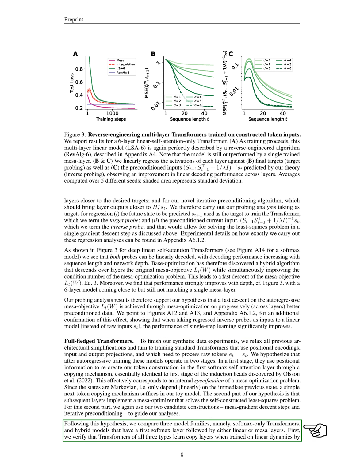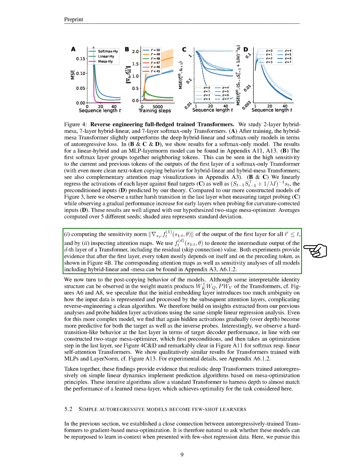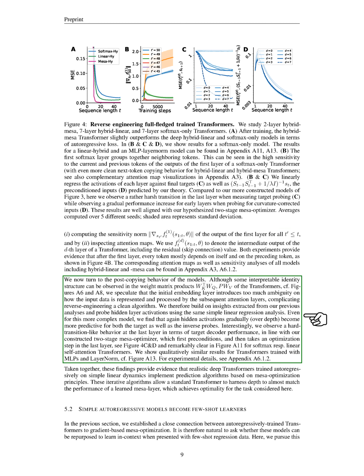We compared three model families: softmax-only transformers, and hybrid models that have a first softmax layer followed by either linear or mesa layers. We found that transformers of all three types learn copy layers when trained on linear dynamics. We then examined the post-copying behavior of the models.